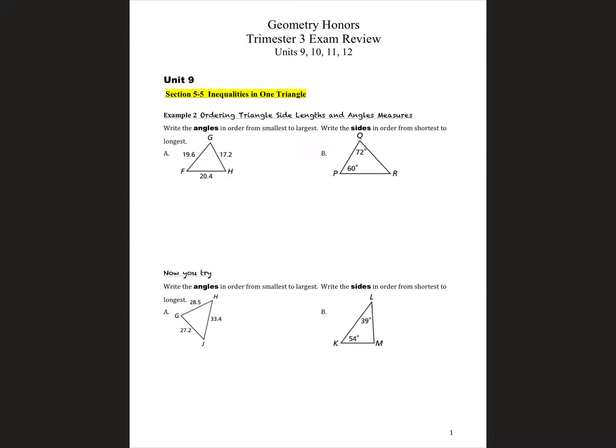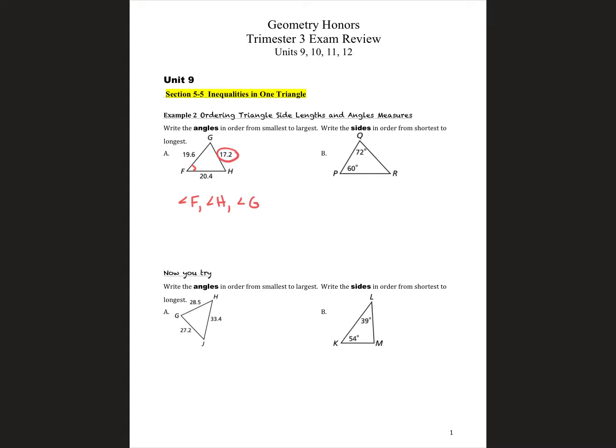So on page 1, example 2a, you have to look at the side measures. So if this is the smallest side measure, then the angle opposite that would be the smallest. So it's going to go angle F, and then angle H, and then angle G. The same is true for the angles.